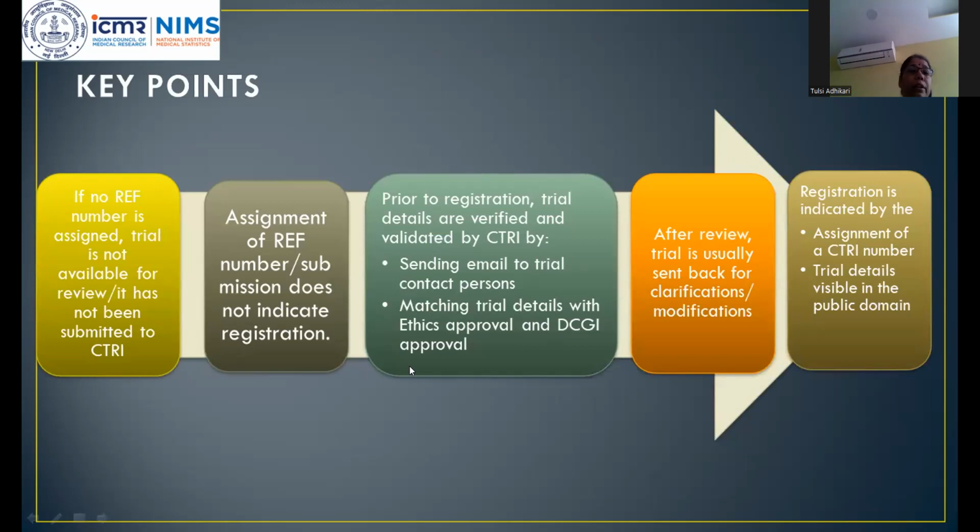If you have not got the reference number, this means that the trial is not available for review to CTRI. That means you have not submitted the trial to CTRI, though you have filled in all the details. It is like the income tax form. You fill in the income tax form, but you have to submit it also. If you don't submit it, that information will be available with you only. In a similar way, you fill in the trial details in your form, and then you submit it to CTRI, and then you will get the reference number. If you get the reference number, that means you have submitted the trial to CTRI.